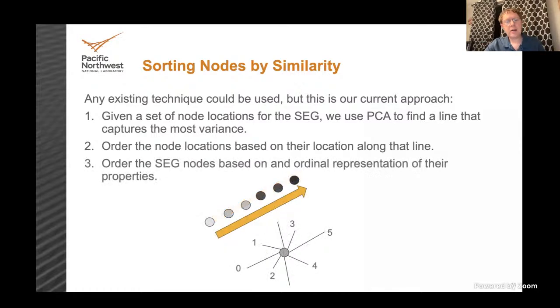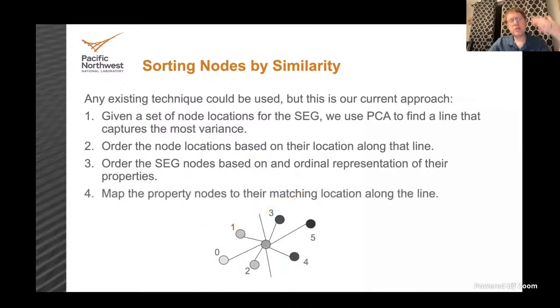We can also do something similar, ordering nodes based on their properties. For this, there are many different approaches you could take. For numerical data, it's very straightforward. For categorical data, there are other approaches you can use, and we go into more detail in our paper. But again, you could plug in different approaches if something would work better for your needs.